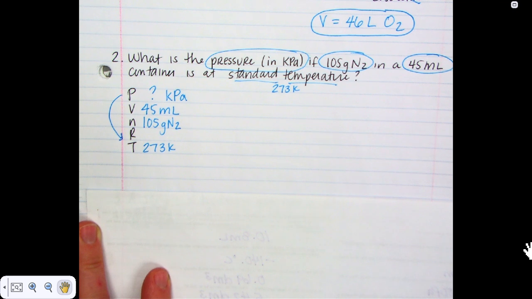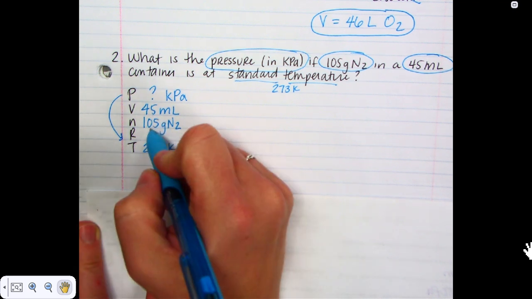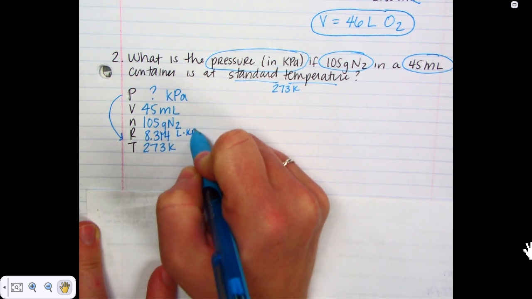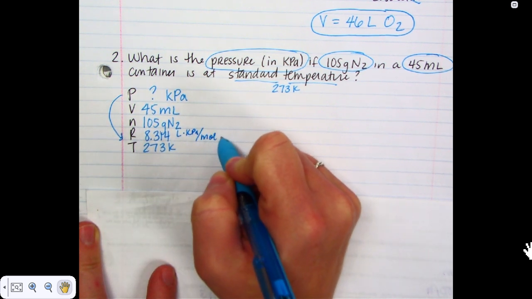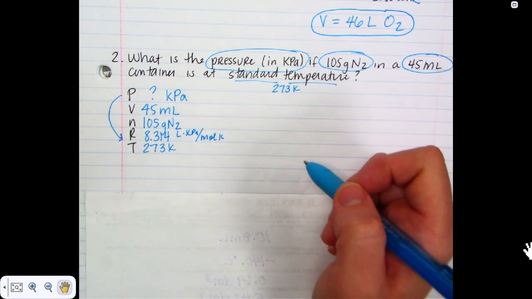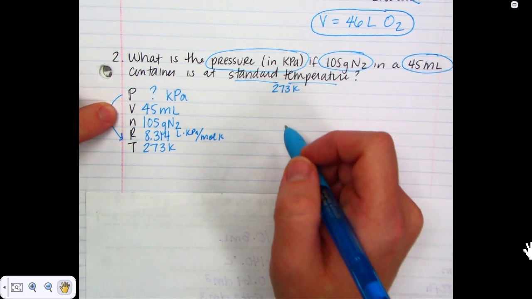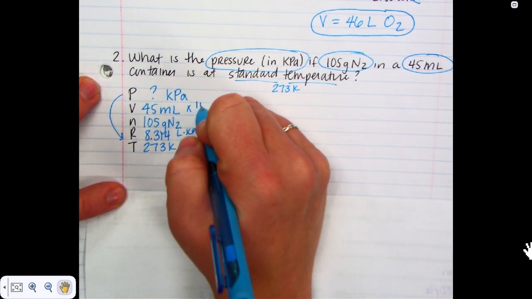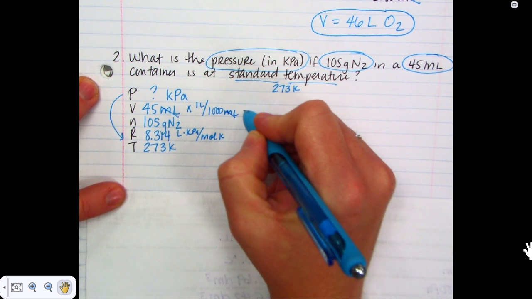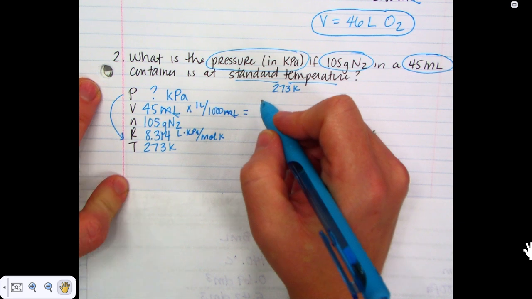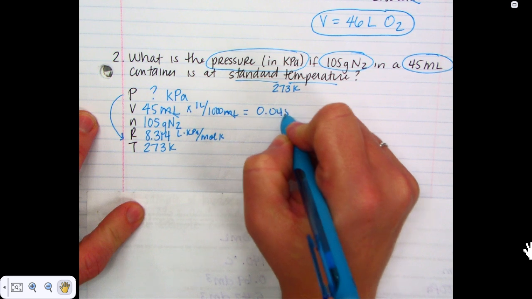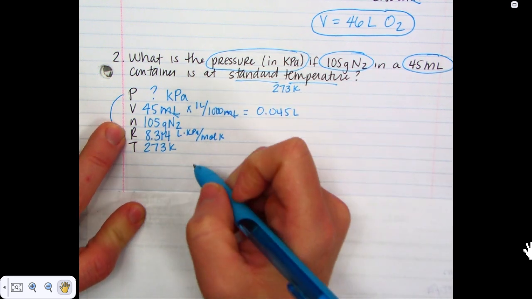So go to the reference packet, I look up the R for kPa, and it is 8.314 liters kPa per mole Kelvin. All right, so I'm going to have to do some conversions here. The first one, to get from my milliliters to liters, I know that 1 liter is equivalent to 1,000 milliliters. My milliliters are going to cancel and leave me in liters. So moving my decimal 3 places to the left, 0.045 liters.